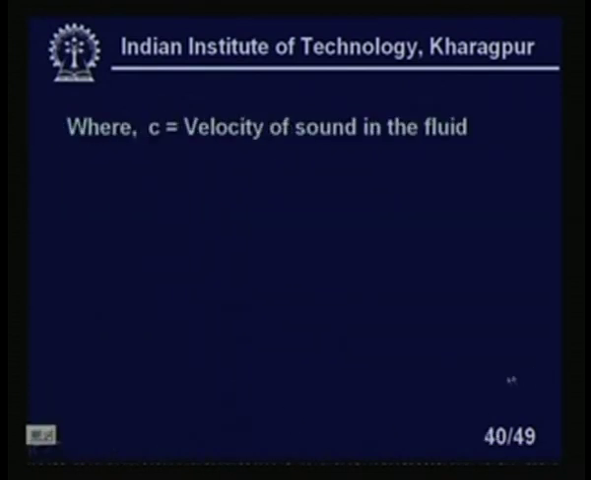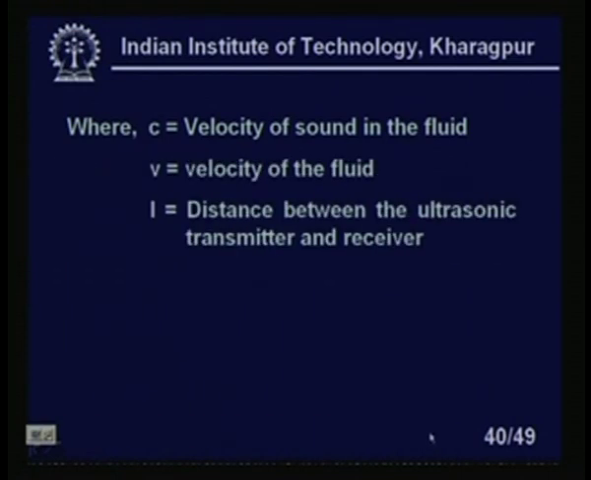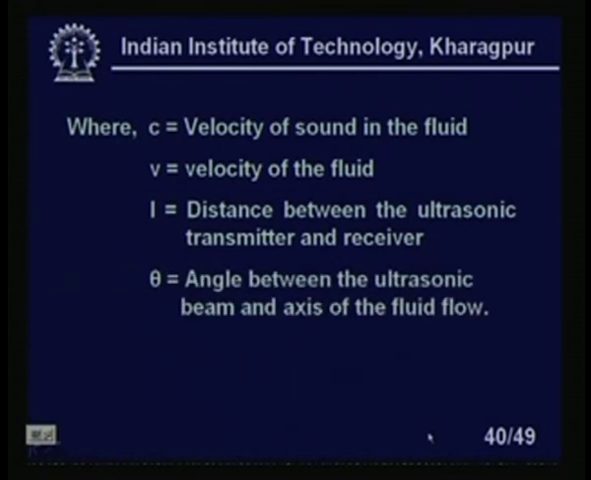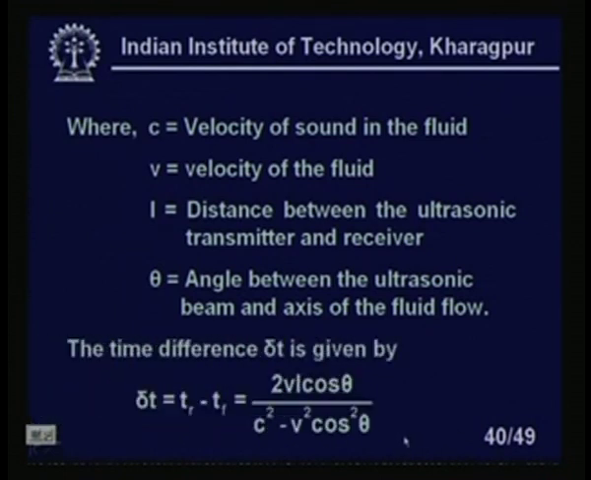Where C is the velocity of sound in the fluid, V the velocity of the fluid, L is the distance between the ultrasonic transmitter and receiver. Theta is the angle between the ultrasonic beam and the axis of the fluid flow. Now, the time difference delta t is given by delta t equal to TR minus TF, which if you subtract gives 2 V L cos theta upon C square minus V square cos square theta. Clear?